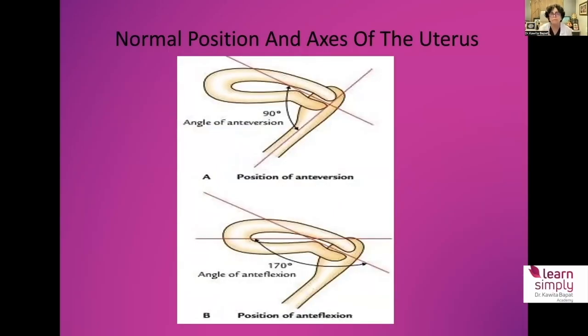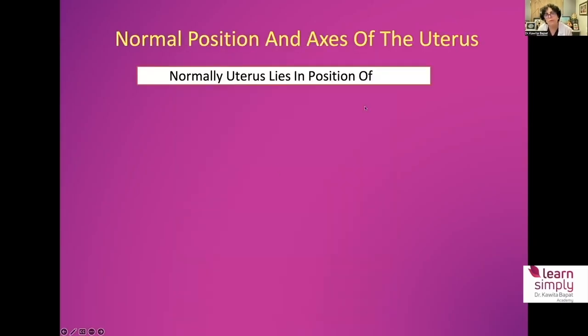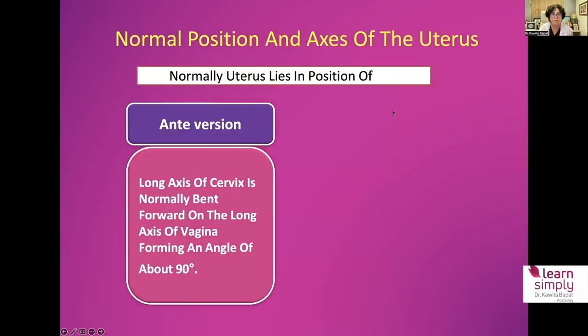So the normal position and the axis of the uterus is again very, very important. While doing the examination, it may be an undergraduate thing, but just by putting two fingers over the cervix and pressing it posteriorly, we can feel the uterus upwards. So we can feel the anteverted uterus. If, on pressing, the uterus doesn't move and goes beyond, it's a retroflexion. The angle of anteversion is 90 degrees, that's the position of anteversion. An angle of 170 degrees is anteflexion. Normally the uterus lies in the position of anteversion, so that the long axis of the cervix is bent forward on the long axis of the vagina, forming an angle of 90 degrees.